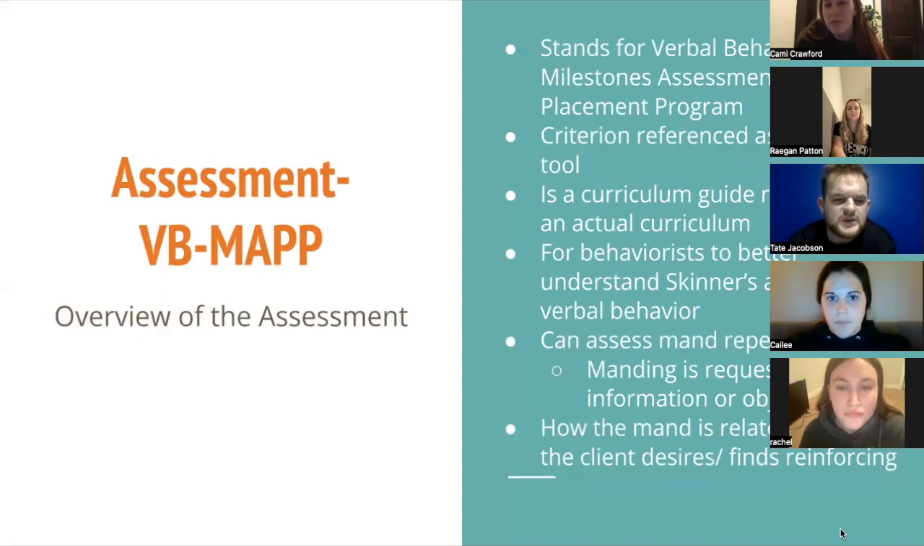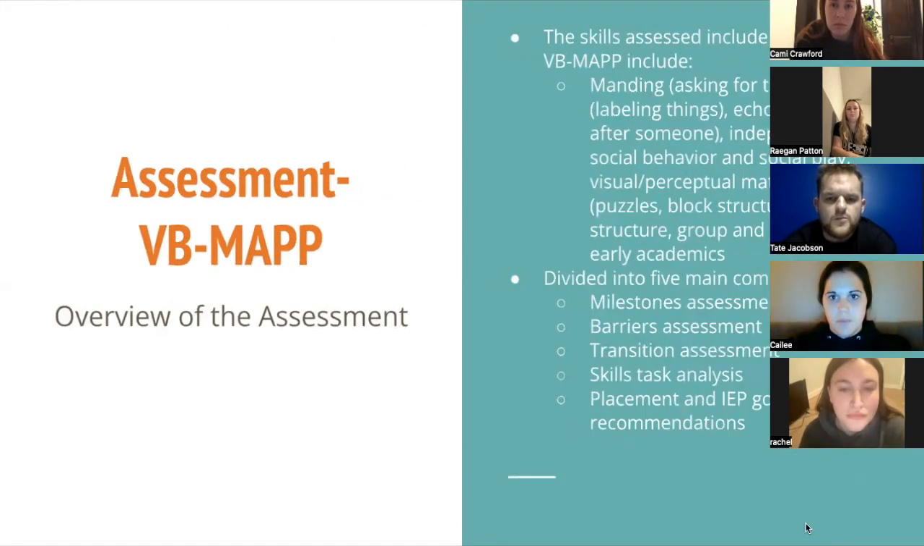Our first assessment is the VB-MAP, which stands for Verbal Behavior Milestones Assessment and Placement Program, and it's a criterion referenced assessment tool. It's divided into 5 main components: the milestones assessment, barriers assessment, transition assessment, skills task analysis, and placement, IEP goals and recommendations.